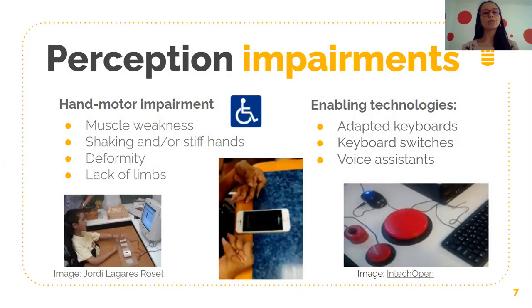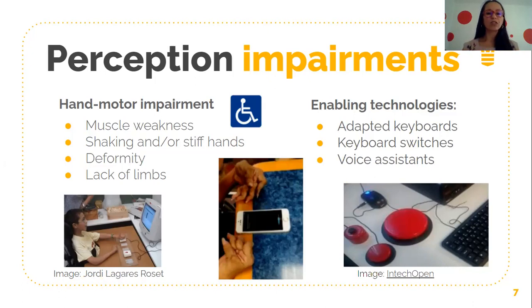And I'm focusing on the hand motor impairment because it's the hands that we use in order to interact with computers and mobile devices and other type of devices. So for hand motor impairment, this type of impairment can have different manifestations. For example, a person can have weakness in the muscle, usually caused by some disease. So they have hands, they can use them, they're just weak. They don't have enough strength to press physical buttons, or even to hold a mobile device.